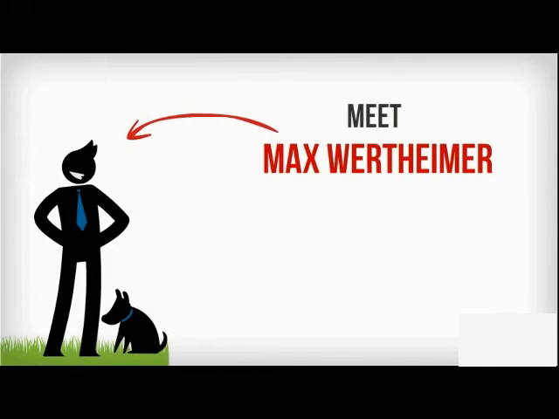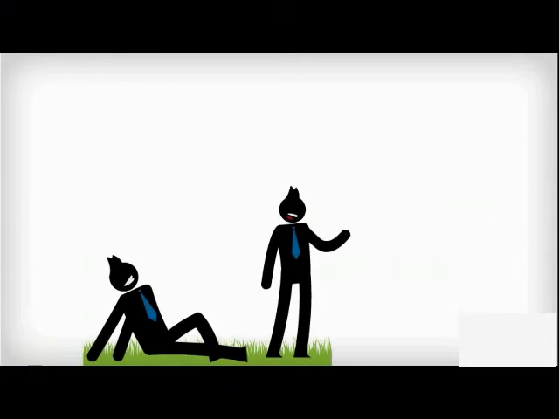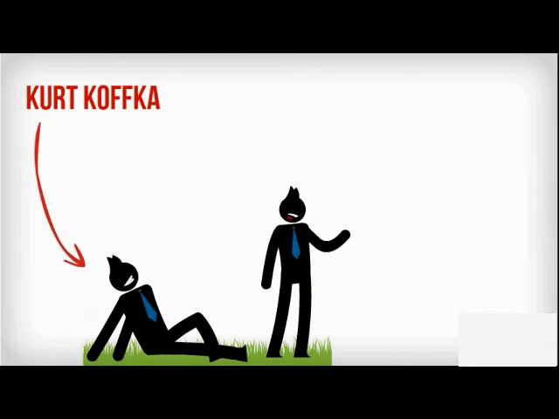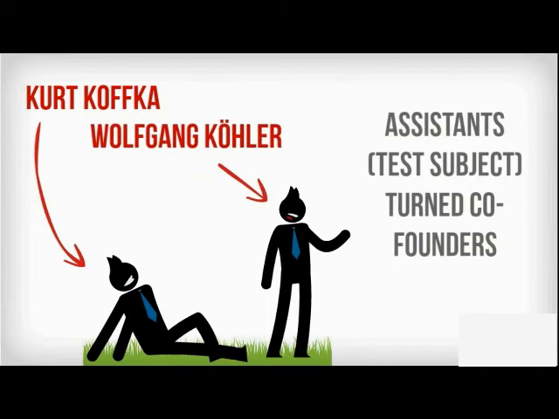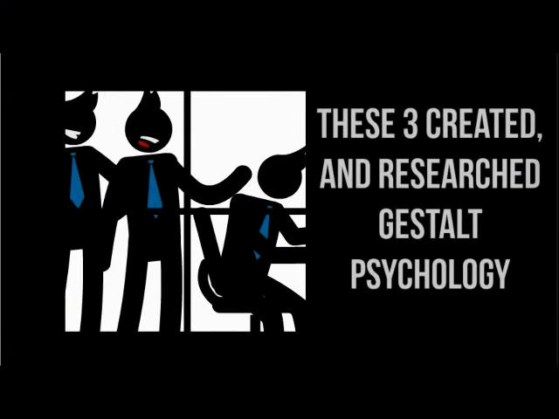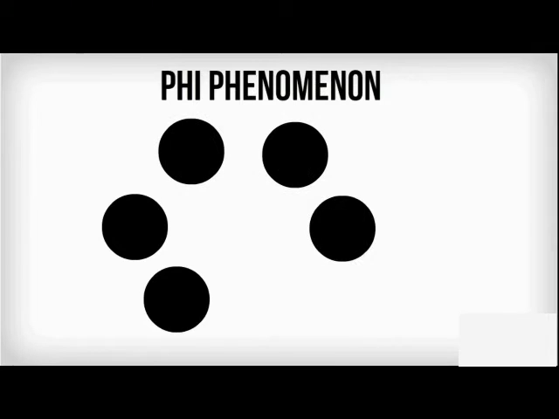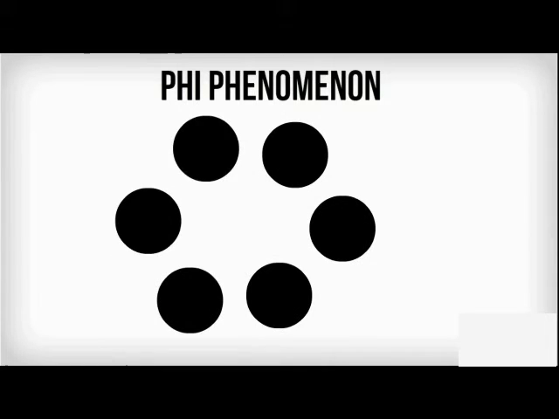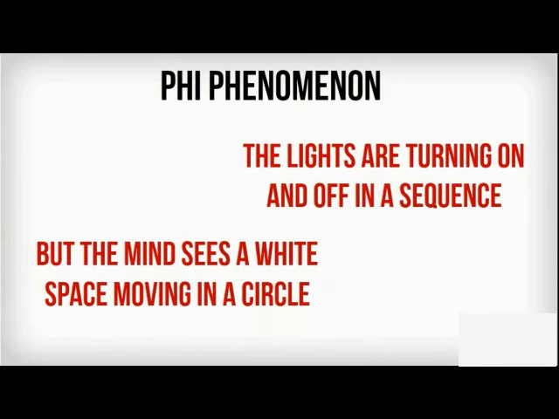This is Max. The flashing train lights led to his interest in the concept of perception. He studied at the University of Frankfurt in Germany. Here are Kurt and Wolfgang. They were Max's assistants at the same university. Together they created and researched the School of Gestalt Psychology. To prove that they were correct, they came up with an experiment called the Phi Phenomenon. The lights were flashing on and off in order, but we see a circular movement.